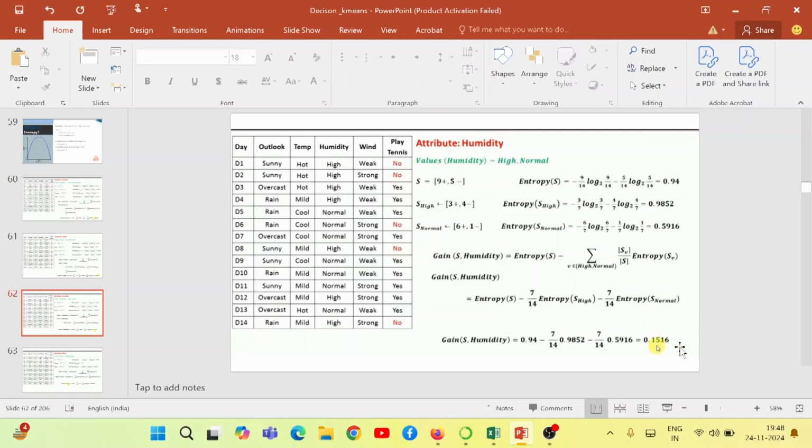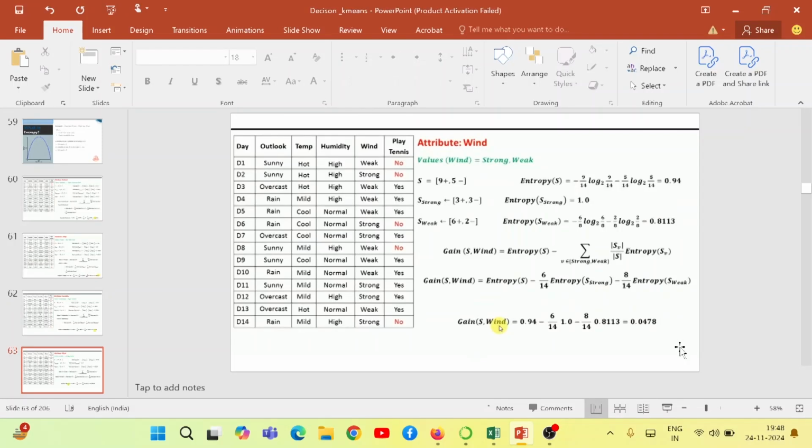Similarly, we will subsequently check the corresponding values for wind. Here also in wind there are 2 values, weak and strong. Again, out of 14, we have checked the sample entropy. This value will remain the same. For strong, 3 times yes, 3 times no. For weak, 6 times yes and 2 times no. Simply we have used the formula, as we have done earlier. And again here with respect to wind, the gain is 0.0478.